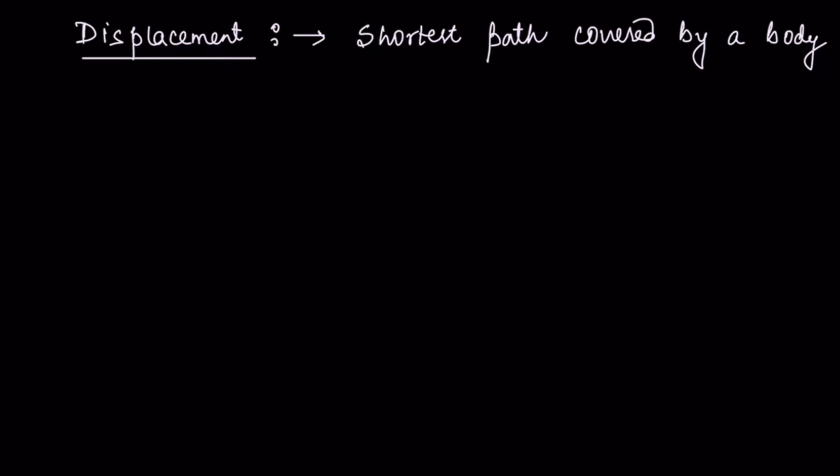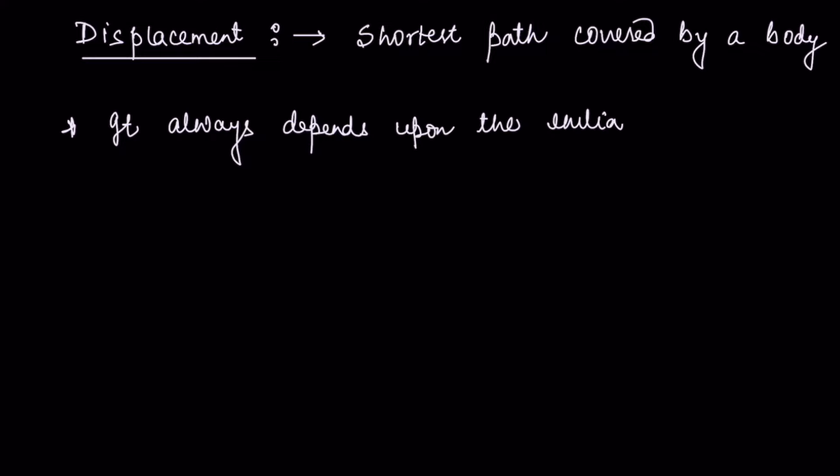Displacement is defined as the shortest path covered by a body. It's called displacement, and the shortest path always depends upon the initial and final position. So we can write it: it always depends upon the initial and final position of a body.